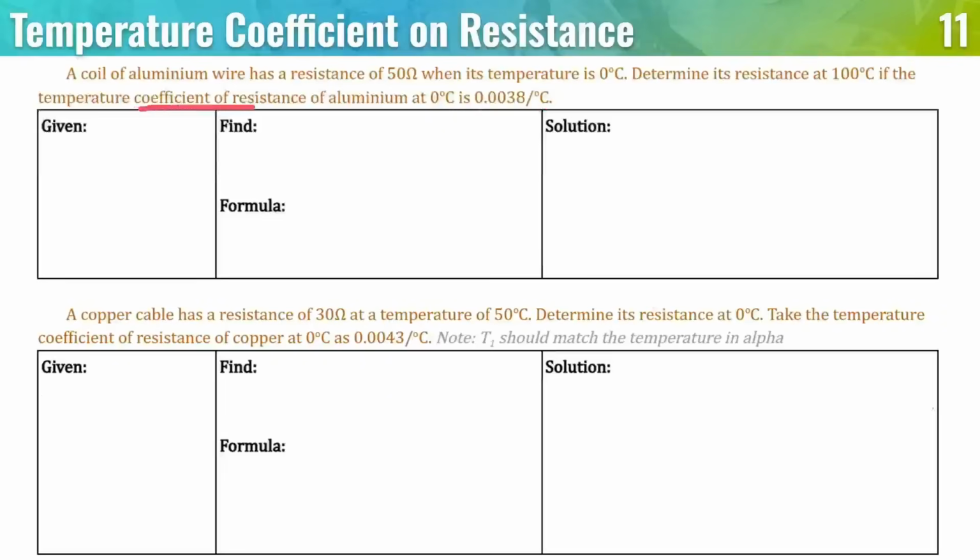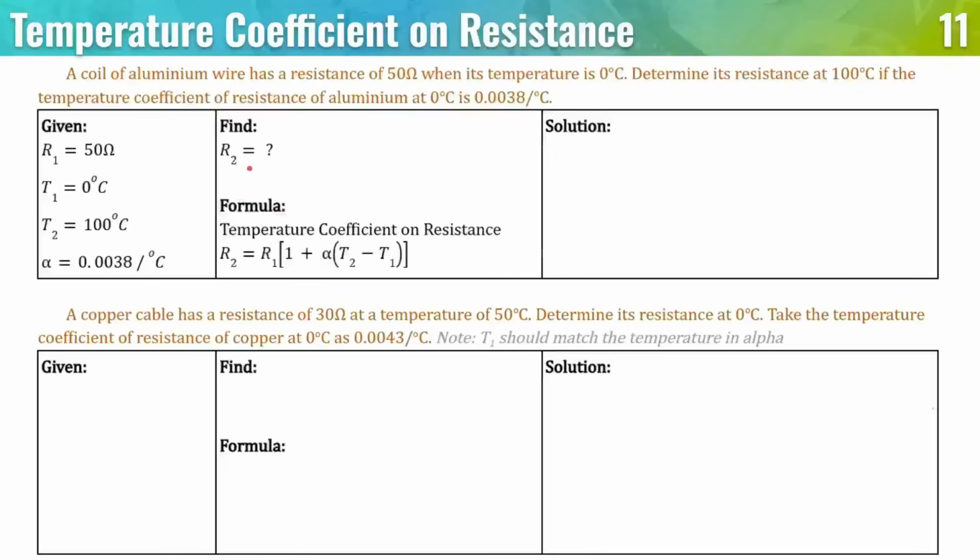So if the coefficient of resistance says it is 0 degrees Celsius, then you must use 0 degrees Celsius as the initial. So these are our given. So we are asked to find the resistance at 100 degrees Celsius. So we are looking for R sub 2. We're going to use the temperature coefficient on resistance formula as shown on the screen. And then we have to substitute the values. So R sub 2 is the thing that we need to solve for.